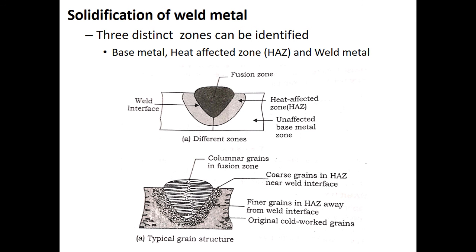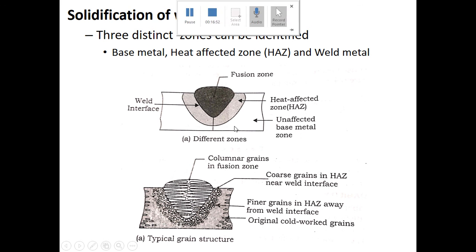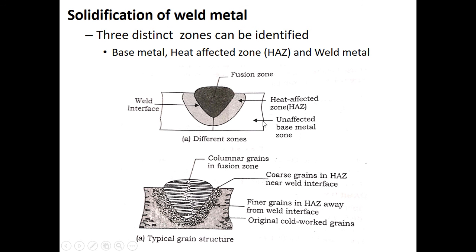If you look at the diagram shown below, you can easily see that the zones are marked here. You can see the unaffected base metal zone. Unaffected means the base metal zone which is unaffected by the heat of welding. Then the heat affected zone, the zone which is affected by heat. Then the fusion zone, of course, is the zone where the actual melting of base metal, or of filler metal if used, and fusion is taking place. So, three zones.